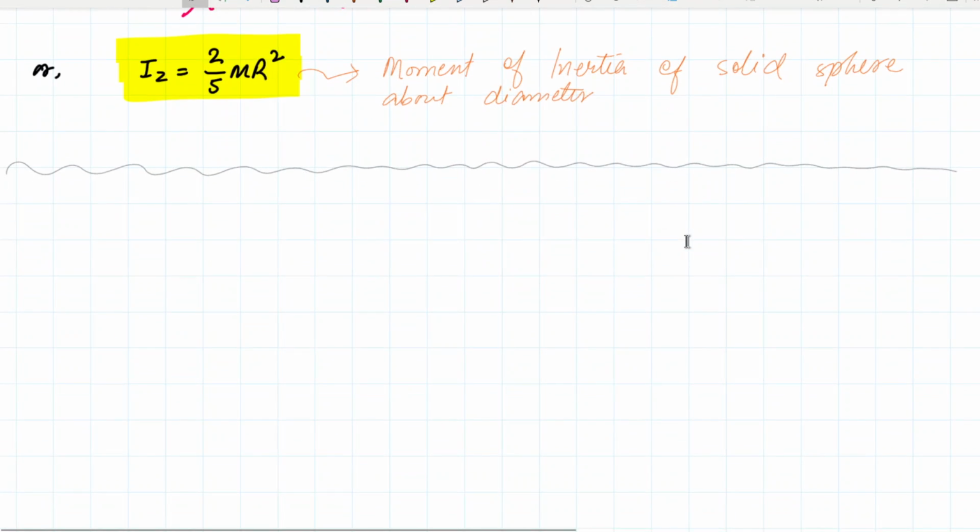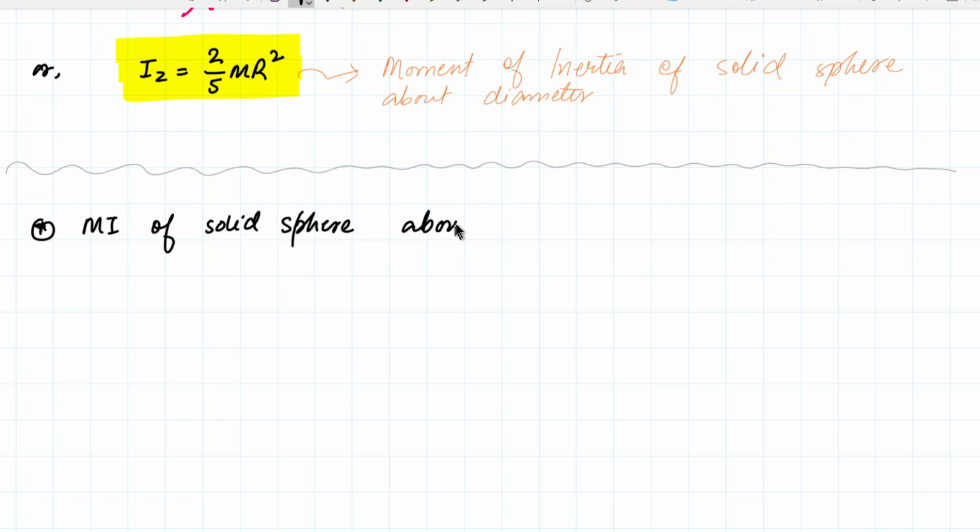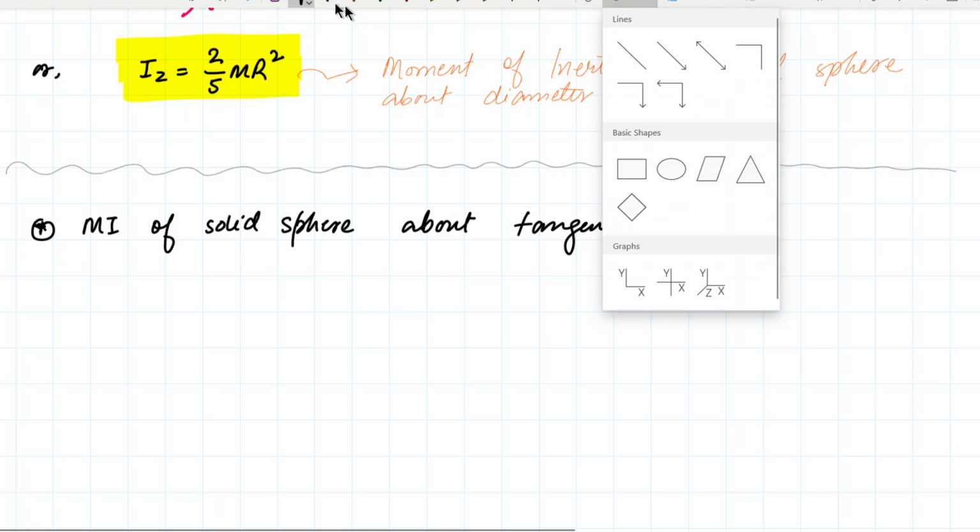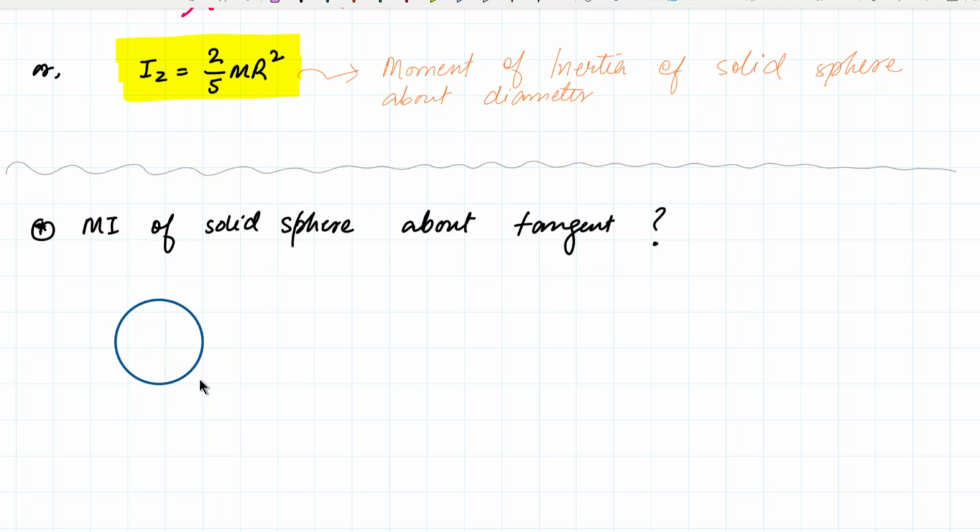Okay, let's move ahead then. Tell me one thing, okay: what is the moment of inertia of a solid sphere about a tangent? Calculate and tell me. The moment of inertia of a solid sphere about a tangent is 7/5 MR squared.